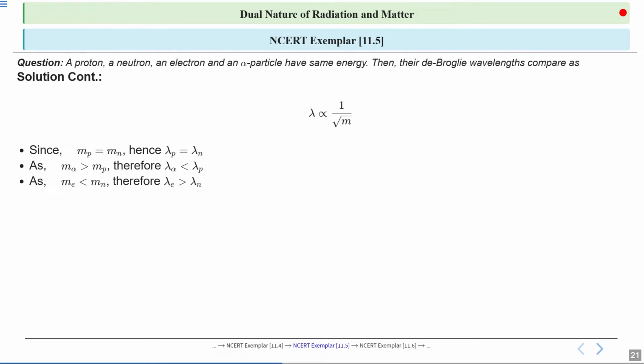Now let's look at the electron. The electron has a much smaller mass than the neutron or proton. Since a smaller mass leads to a larger wavelength, the electron's de Broglie wavelength will be greater than that of the neutron and proton. To summarize, the order of the de Broglie wavelength from the smallest to the largest is alpha particle less than proton equal to neutron less than electron. So lambda alpha is less than lambda proton equal to lambda neutron, which is less than lambda electron.